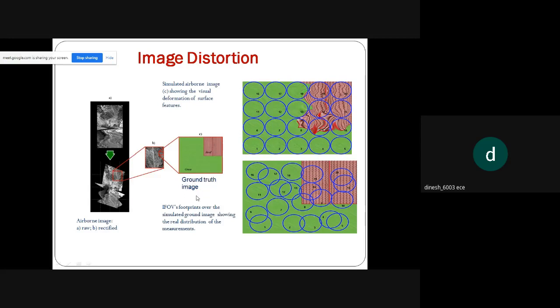So this becomes the ground truth region, which is C. Then IFOVs print over the simulated ground image showing the real distribution of the measurements. You can see each and every C is being divided into like this: 1, 2, 3, 4, 5, 6, 7, 8, 9, 10, 11, 12, 13, 14, 15, 16, 17, 18, 19, 20. So where the exact roofing can be classified: how many pixels are being used for roofing, how many pixels are grass. So then further enhancement we get this.